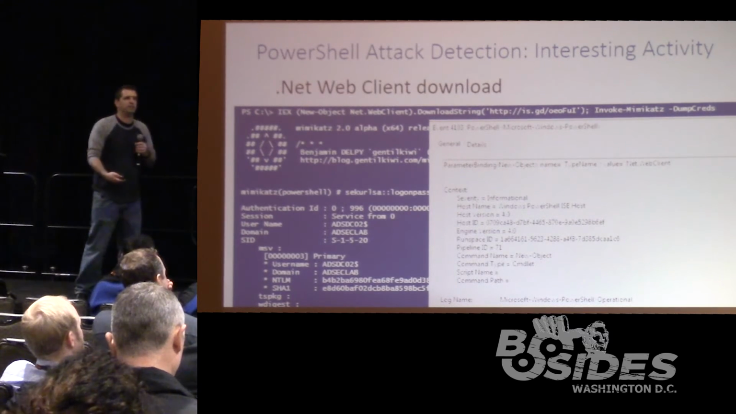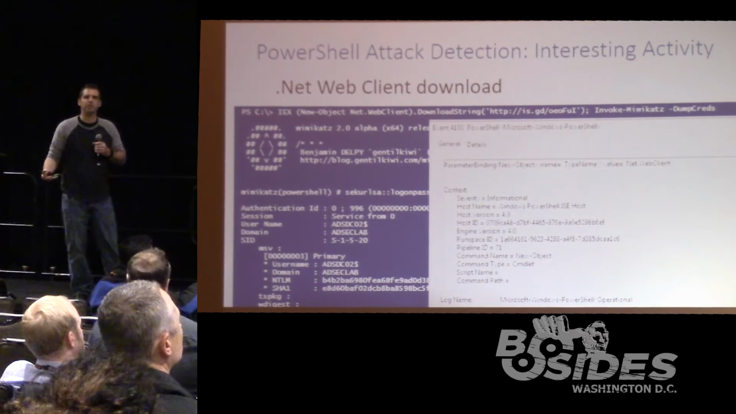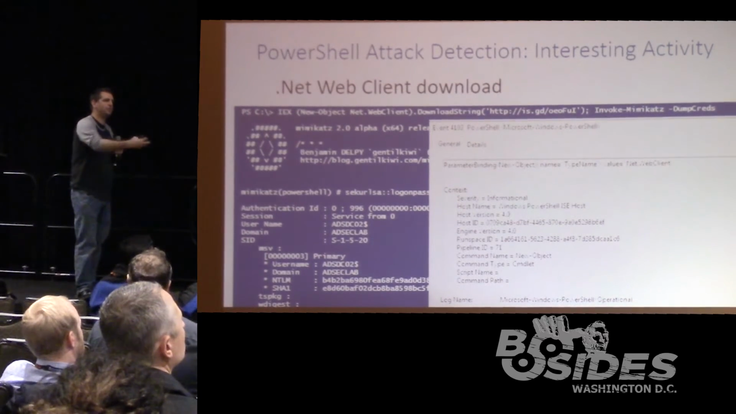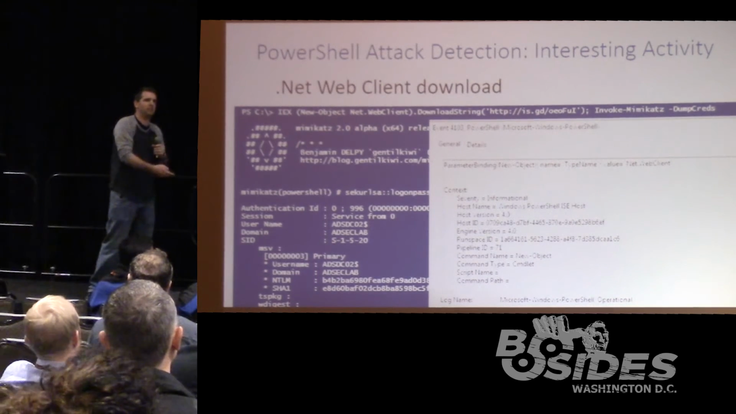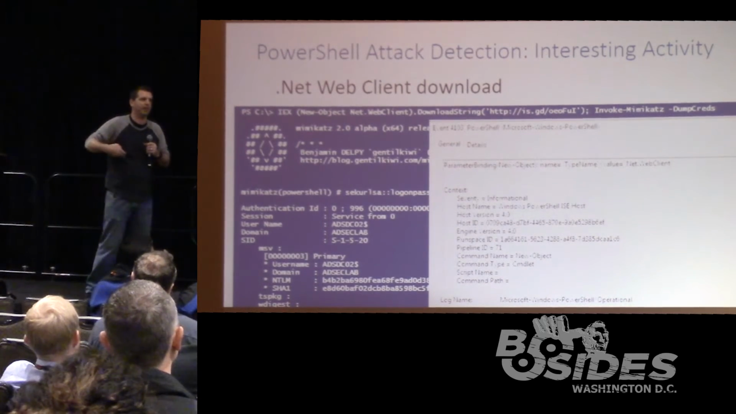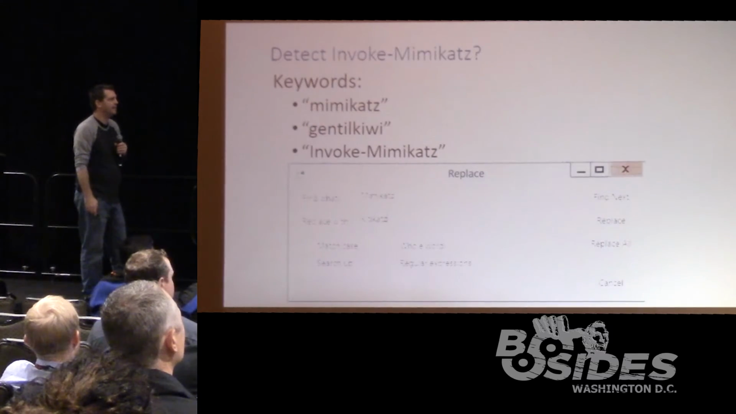.NET Web Client download is very popular. We've seen it in real-world attack tools. There's also a way to use the IE.com object. There are a number of different .NET methods to do this as well. And there are actually PowerShell cmdlets that allow you to pull code down from the internet. So there are a lot of different ways this can be done, not just .NET Web Client download.